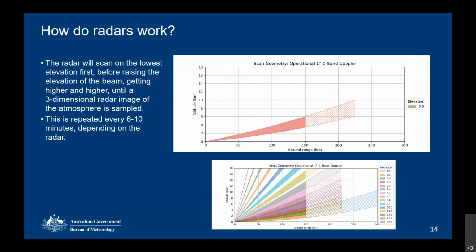And this is repeated every 6 or 10 minutes, dependent on the radar type. Our newer radars are doing 6-minute scans. So that's why when you see 6-minute intervals on the internet, that's what it's waiting for, 6 minutes to build up a picture. Some of our older radars take 10 minutes to do that. Those older radars also don't do 14 elevations. They may only do 6 elevations. So that's how we build up the picture you see on the Bureau website.